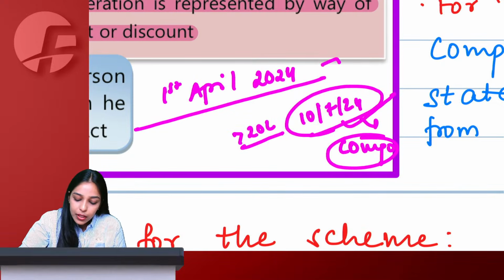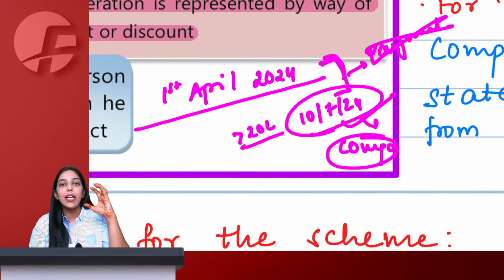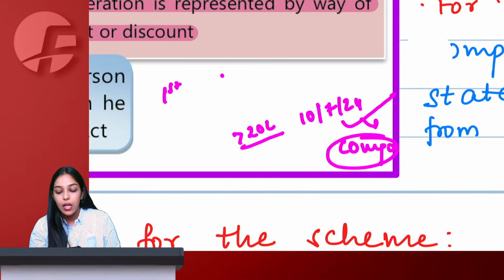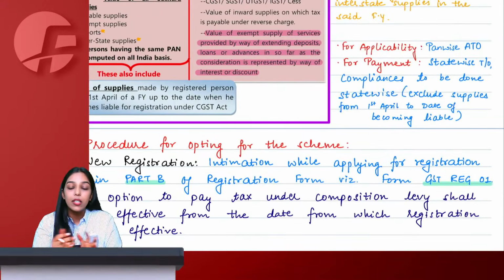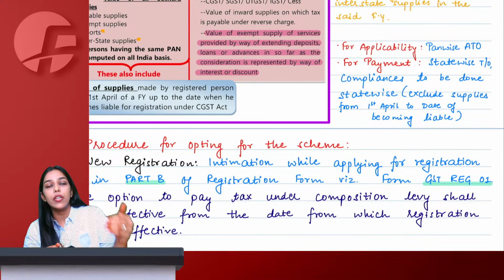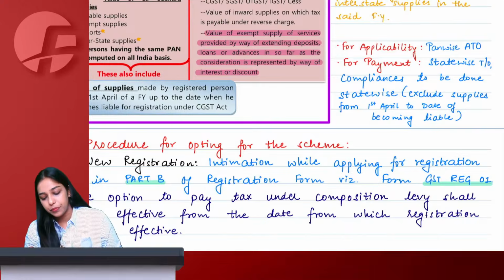Then whatever is the period from 1st April to 10 July, on this I have to make no payment. This will be calculated in my aggregate turnover limit, of course. But because I was not registered at that point of time, there is no need to pay tax under the composition scheme for this period. So you have to check the eligibility PAN-wise for the entire year. But while making the payment, you will only see your state-wise turnover, that too from the date on which you have actually become liable as a composition person.